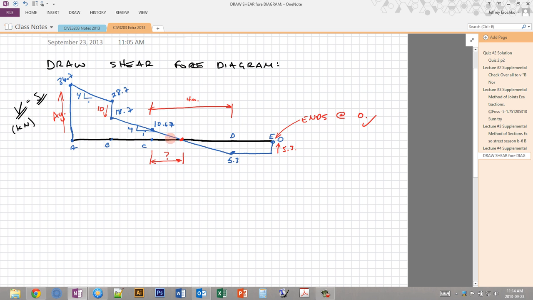Since these two triangles are similar, they have the same angle, this theta equals this theta because the slope is the same for both, then we can relate x1 here and x2 here to the heights. So what we can do is say that x1 over 10.67 equals x2 over 5.3.